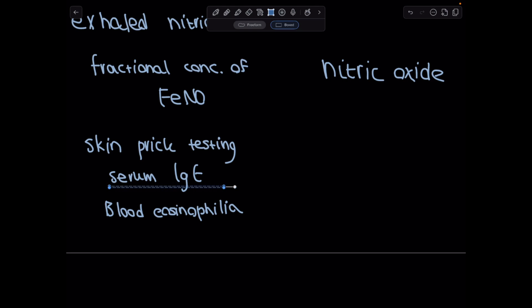I want to ask about the skin prick testing, serum IgE, and blood eosinophilia, and how they can help us understand asthma. If you could give us three sentences, one for each, but give me one more initial sentence about why high nitric oxide suggests inflammation.